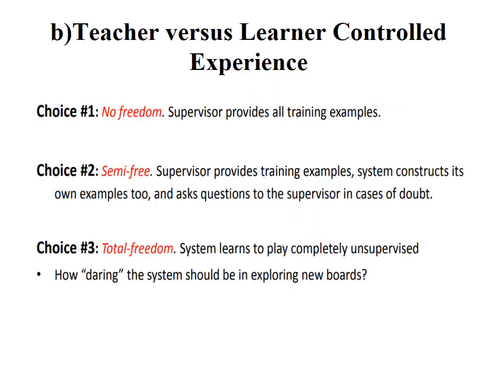So we can categorize the degree to which the learner controls the sequence of training examples as no freedom, that is, the supervisor provides all training examples. Semi-free, that is, the supervisor provides training examples, and the system constructs its own examples too and asks questions to the supervisor in cases of doubt. Another choice is total freedom, that is, the system learns to play completely unsupervised.